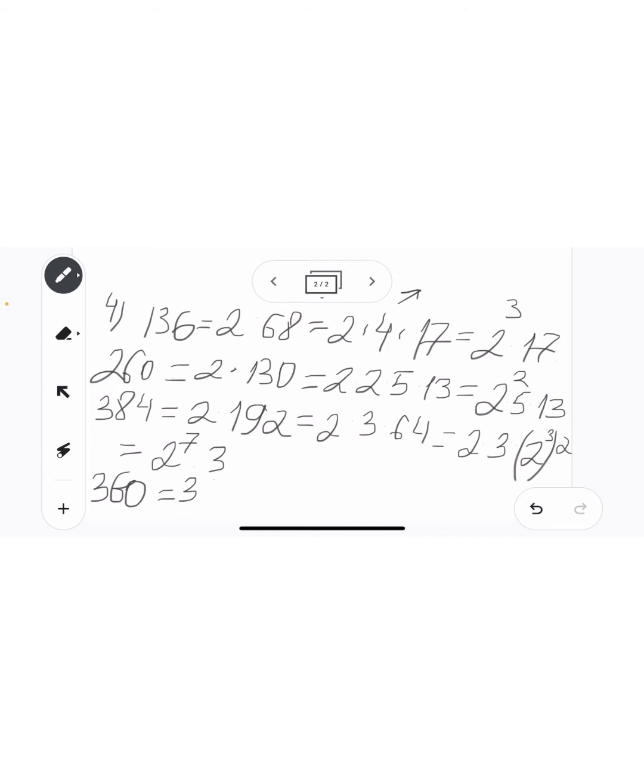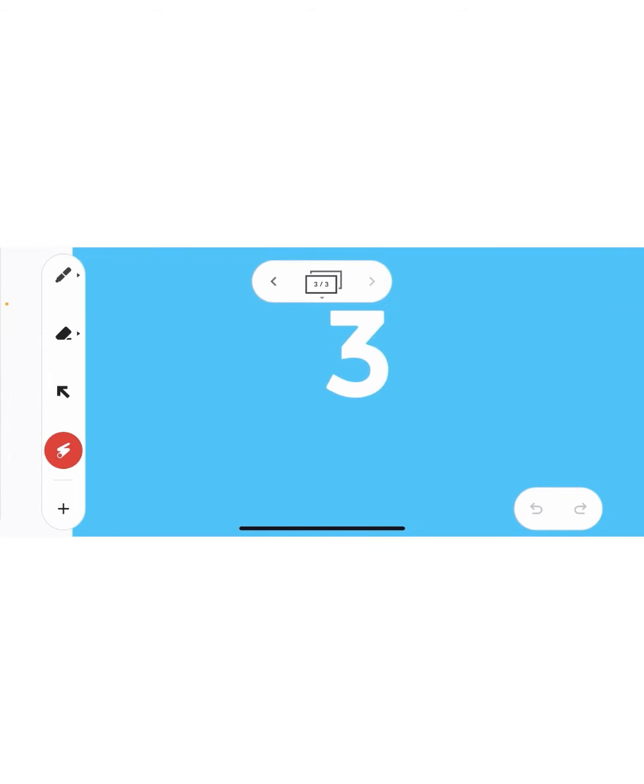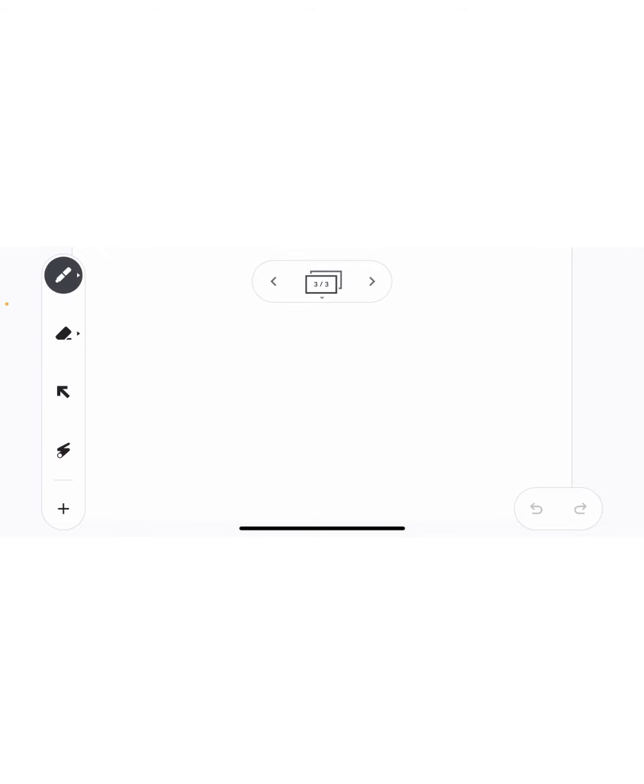The next number is 360. It is 36 times 10. 36 has two factors here, 9 and 4, and 10 is 5 and 2. 9 is 3 squared, and 4 is 2 squared, and 5 is 5. So we get 2 cubed, 3 squared, and 5. It is a little mistake there.